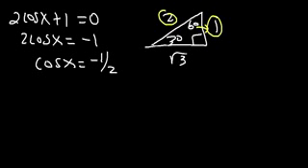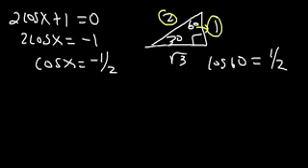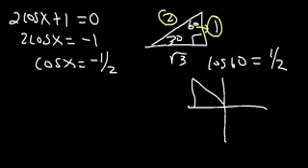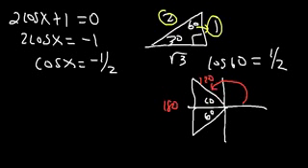So we know that the reference angle is 60. Cosine 60 is 1 half. It's not negative 1 half, but 1 half. So cosine is negative in what quadrants? Cosine is negative in quadrants 2 and in quadrant 3. In quadrant 2, from here to here, that's about 120.